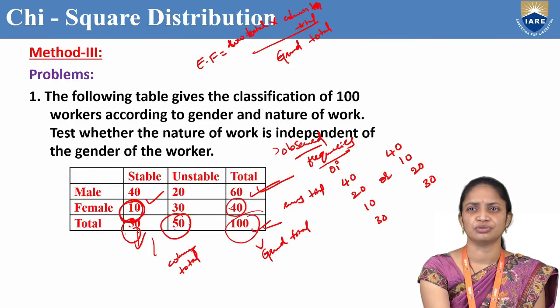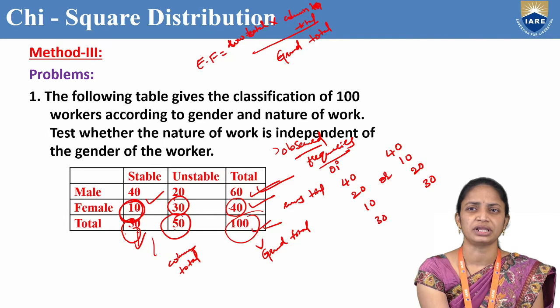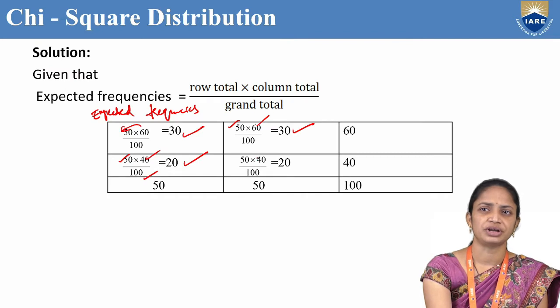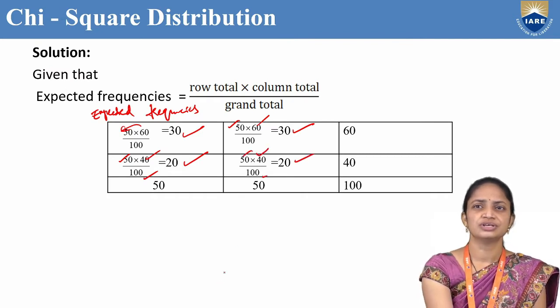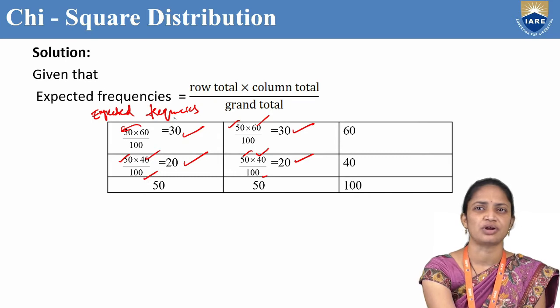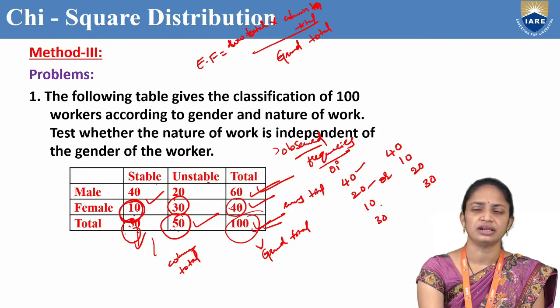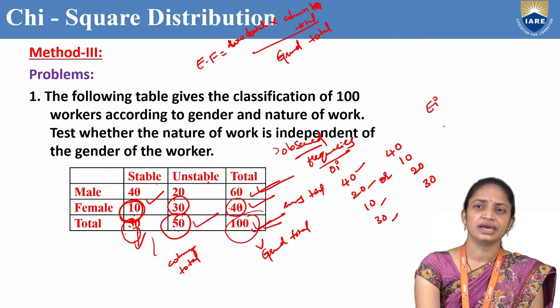Next, I am doing for this value. Here the row total is 40 and the column total is 50, and the grand total is 100. So 40 into 50 divided by 100 is 20. These are all expected frequencies. If we take 40, 20, 10, 30 in this order, then you can take the expected frequencies also in the same way.